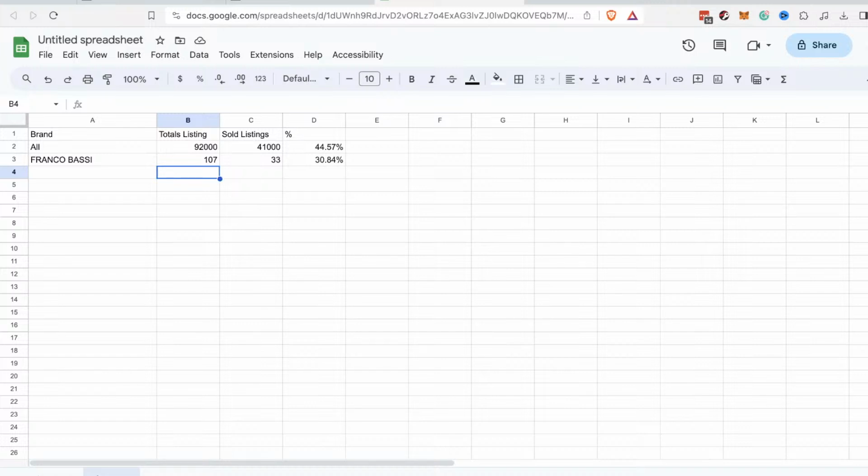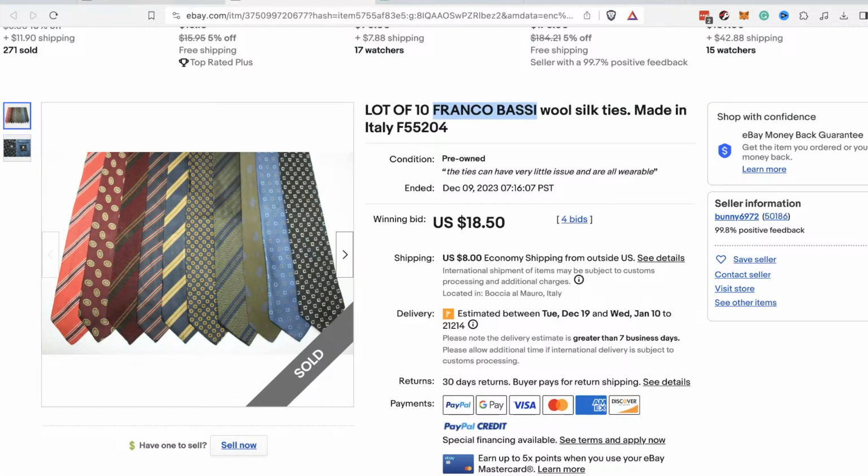So it's saying for these two things, 33% of the time we can just say a Franco Bassi tie sold based on all of the listings put on eBay. And when we see the other brand, like all brands, we see that it's around 44%. So if I see Franco Bassi out there, I'm probably not going to pick that up, just because it doesn't feel like it sells as well. It feels like I have to be extra lucky, or I have to have something very, very rare for it to move. So I'm going to move to the next one.